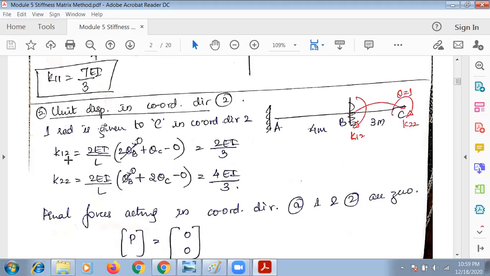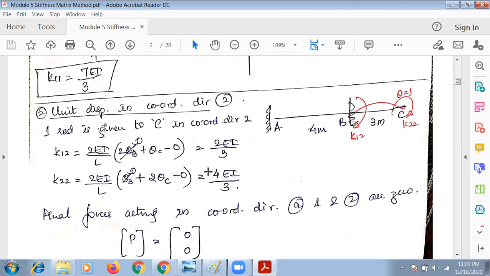Next is K12. K12 is connected, and only this portion you have to take, that is 2EI, only BC, because AB is not affected. So BC only, 2EI by L, then 2 times theta B plus theta C minus 0. Next, similarly K22, that is theta CB. That means MCB, that is 2EI by L theta B. Only C is affected, so the first term is 2 times theta C minus delta, that is 3 delta by L, which is nothing but 0 here.